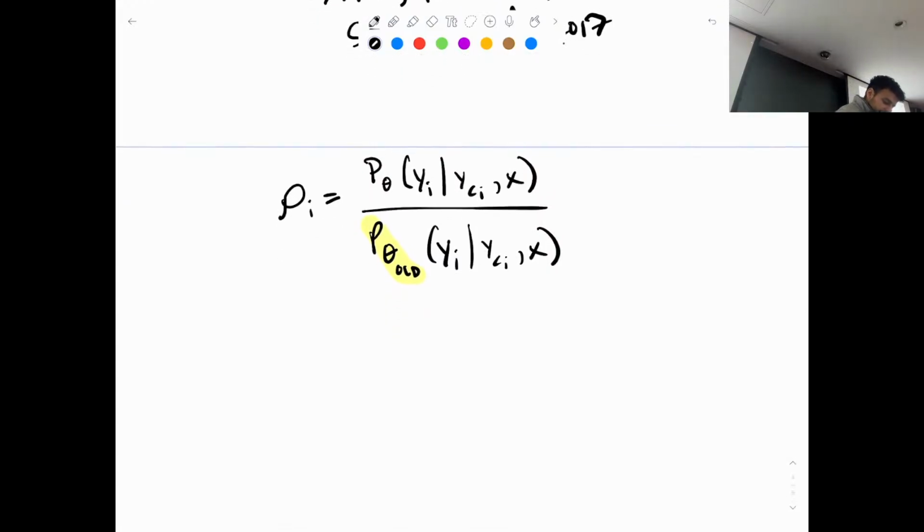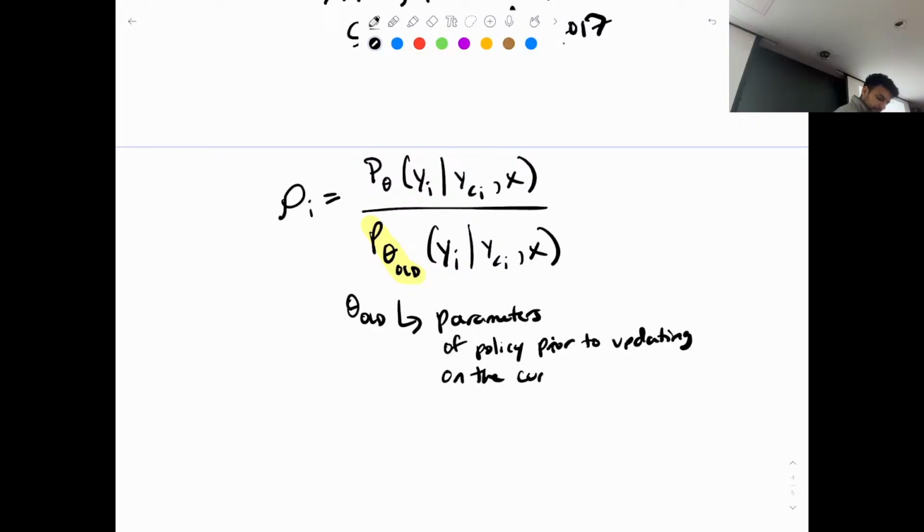So basically this theta old are the parameters of the policy prior to update on the current batch. And so p theta is now any set of parameters that has undergone one or more updates on that batch.